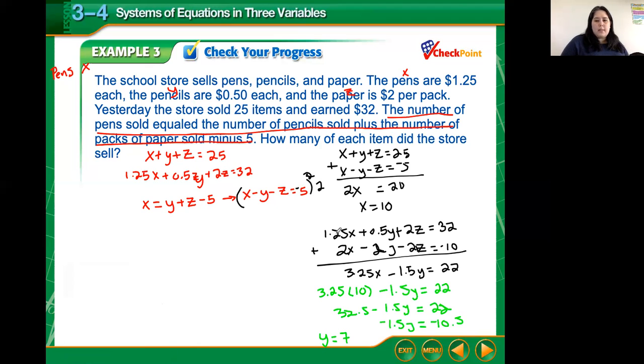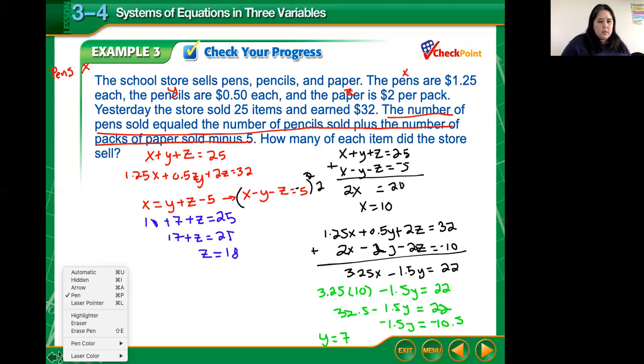And now since we know x and y, we can solve for z. So if I know x is 10 plus y is 7, I can solve for z. I'm going to use the first equation. And I'm going to get 17 plus z equals 25. And when we subtract 17 from both sides, we get z equals 18. I'm sorry, but my mouse is acting really funny right now. It's not wanting to do everything I want. I'm not sorry, not 18, it's just 8. So z equals 8.